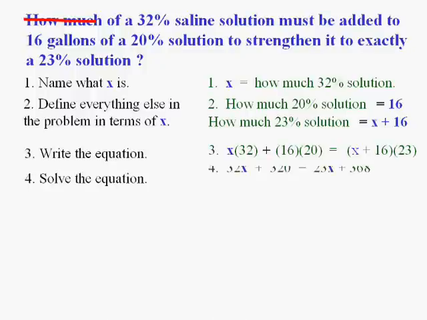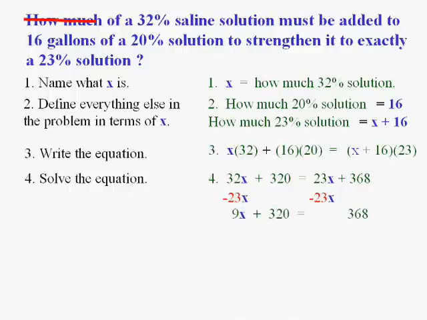Let's solve this equation. I'm going to distribute, multiply 16 times 20 and get 320, and distribute the 23 to the x and the 23 to the 16 and get 368. Now, let's subtract 23x from both sides, and we'll get x alone by subtracting 320 from both sides and dividing by 9. 48 divided by 9, these things often don't come out very even, and I get 5.3.